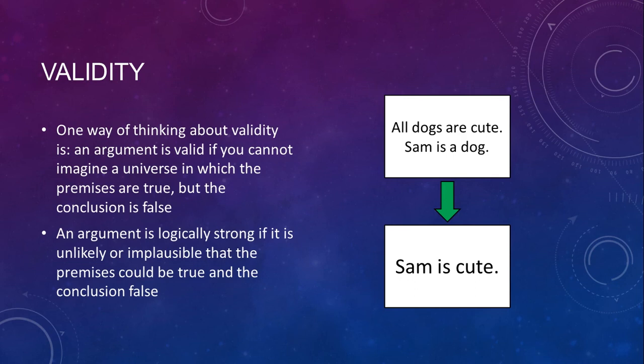All right, so for example, all dogs are cute, Sam is a dog. There is no possible universe in which all dogs are cute and Sam is a dog in which Sam turns out to be not cute, right? You simply cannot imagine it. It's a logical contradiction for that to be so. And that's what makes it valid.